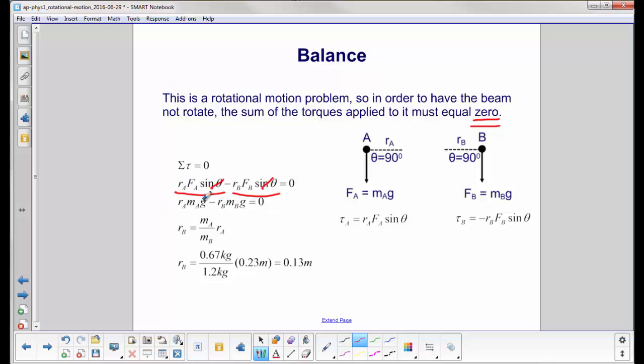We substitute in for the force, which was mg, do a little more rearranging, and then we have the distance of object B is mass A over mass B times R_A, and we come up with that distance R_B is equal to 0.13 meters.